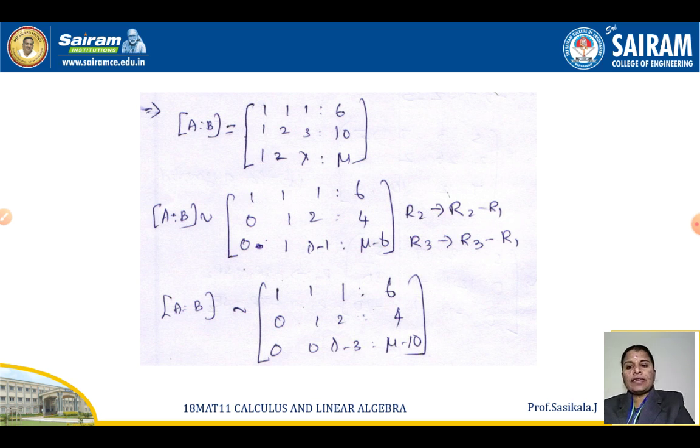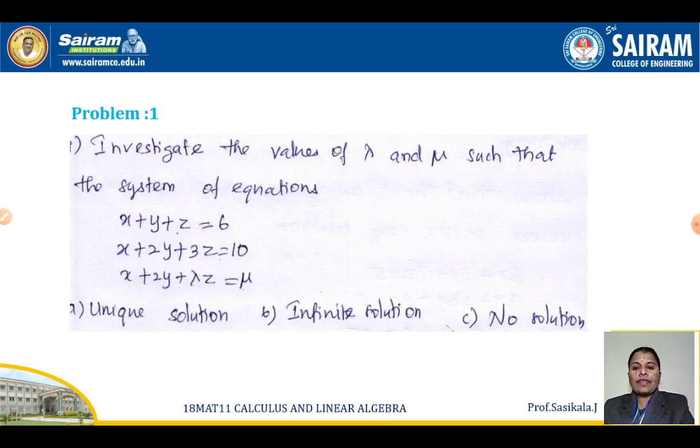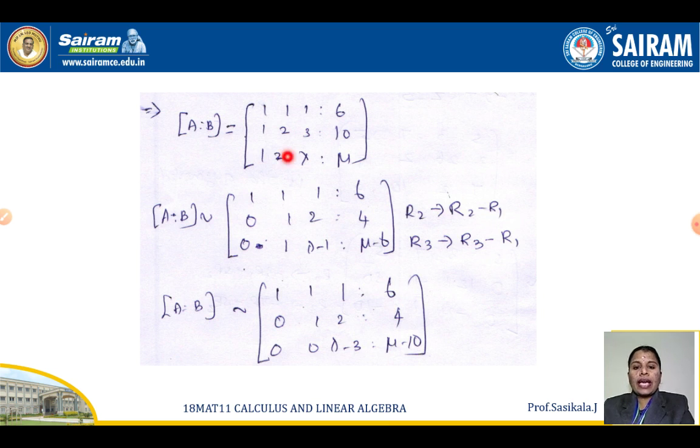For that reason, first I am going to write my augmented matrix. A|B is equal to [1, 1, 1, 6; 1, 2, 3, 10; 1, 2, lambda, mu], which is given from the equations. I have just written the coefficient matrix A and the right side values B.